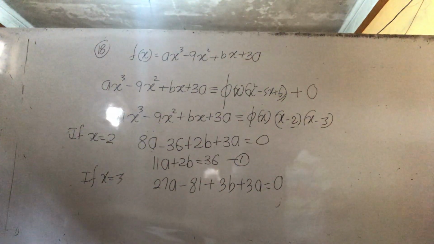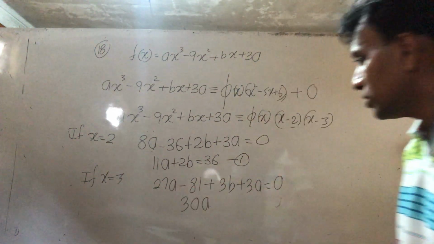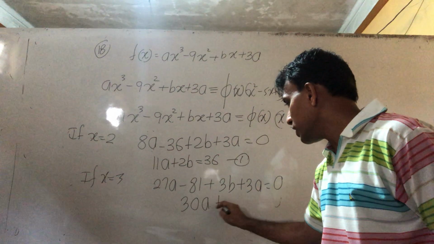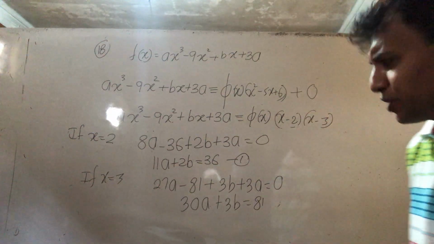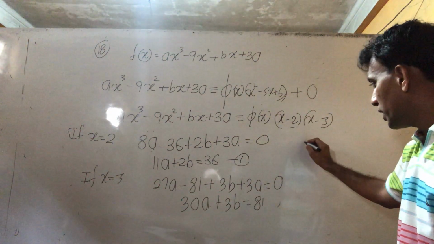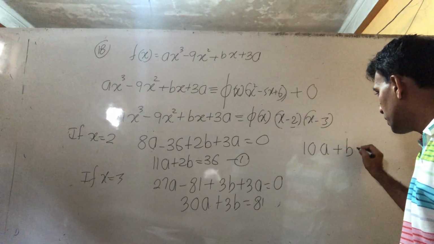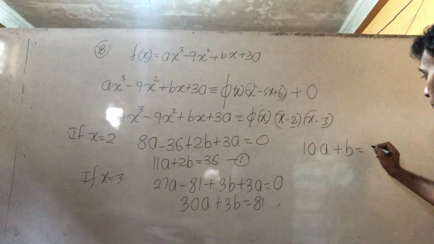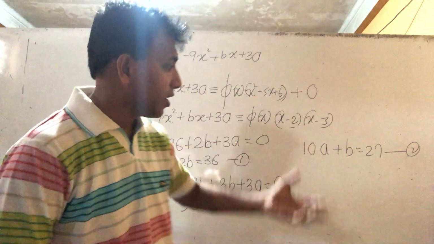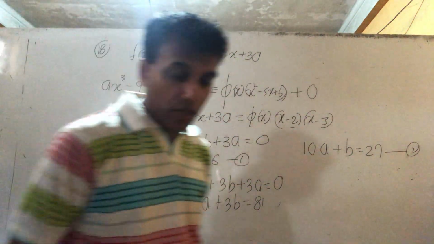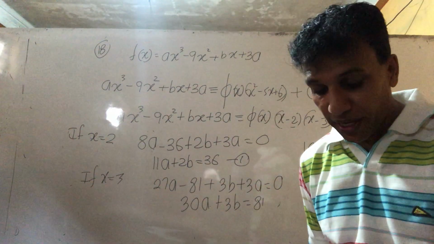Now take the second simultaneous equation: 30a plus 3b equal to 81. You can divide by 3 also, is it? Divide by 3: 10a plus 1b equal to 27. This is the second equation. So I hope you can solve this pair of simultaneous equations. That's your primary grade 9, 10 work, I think. So solve and find the values of a and b.